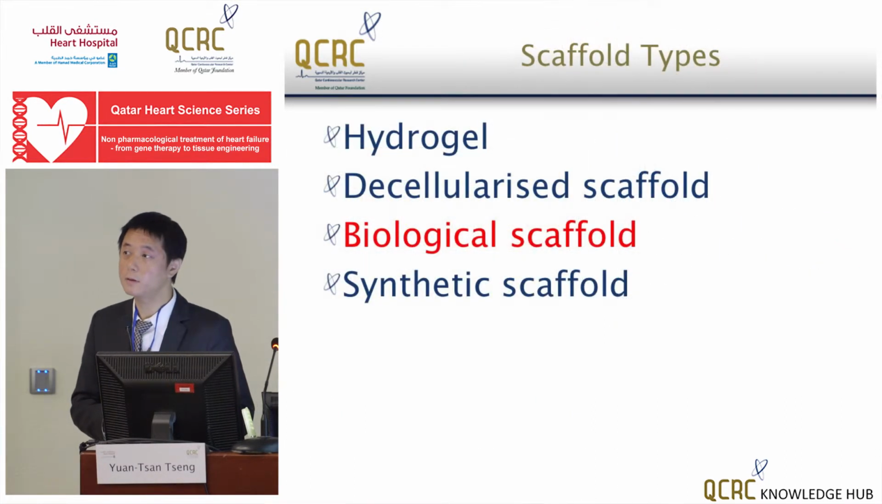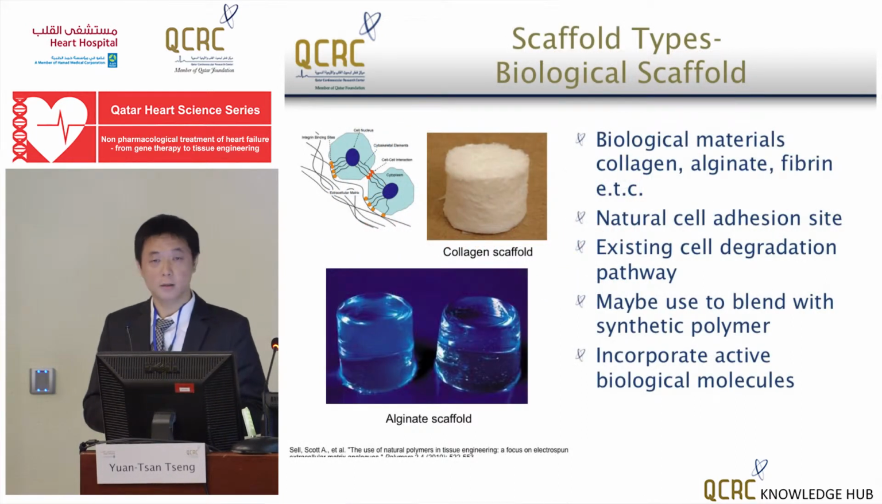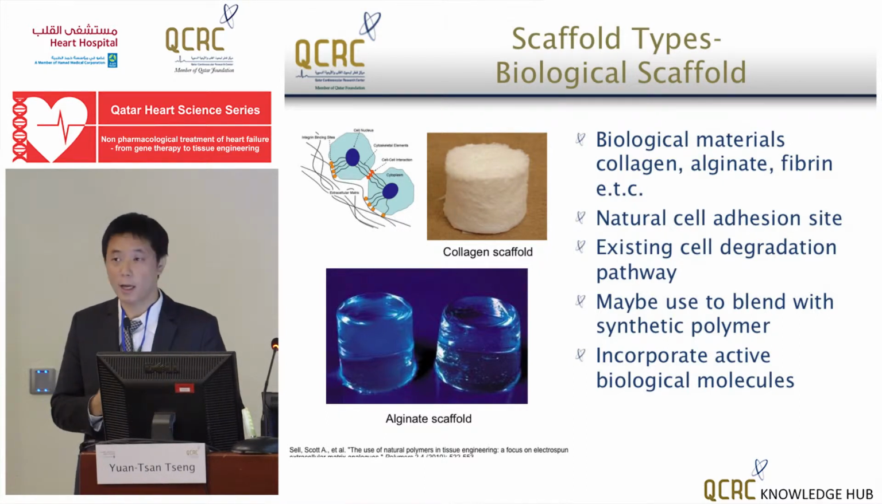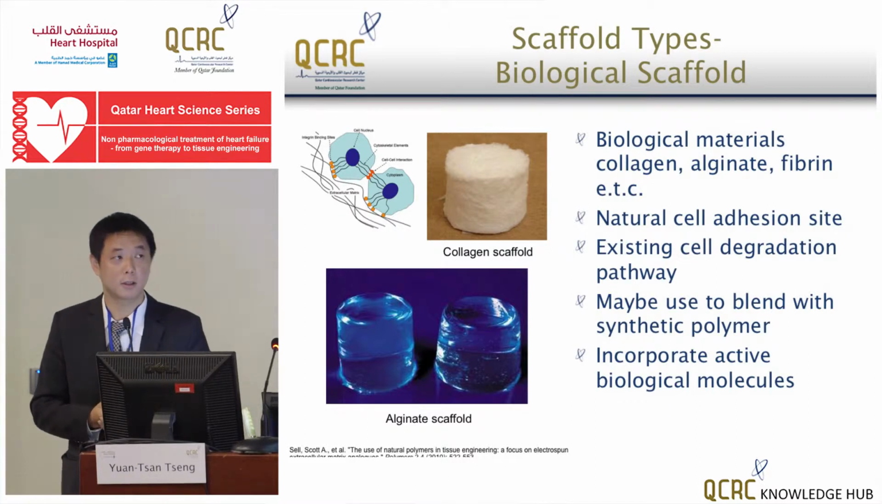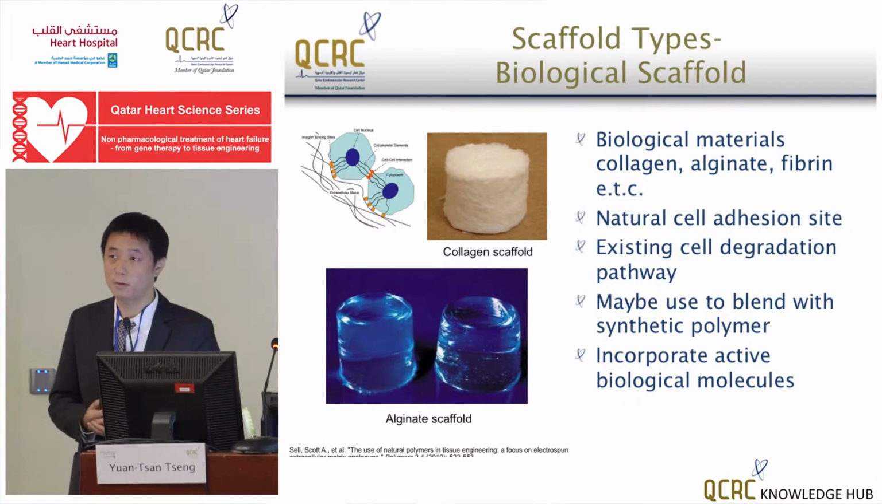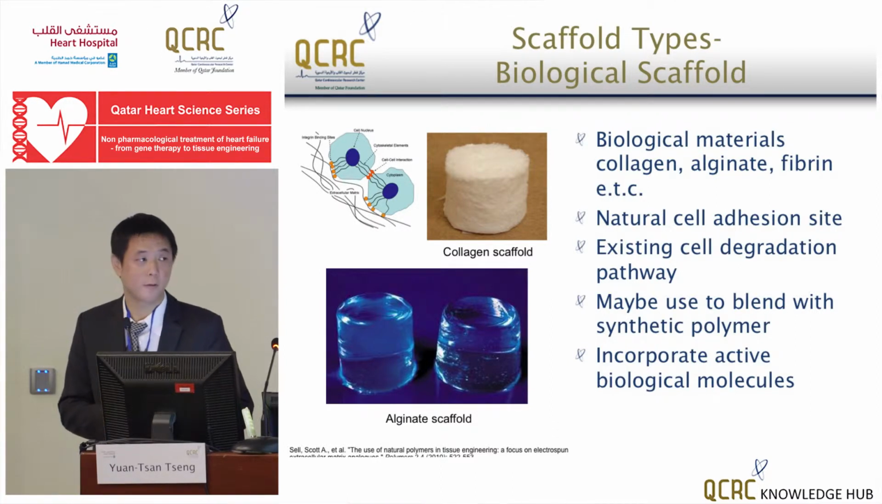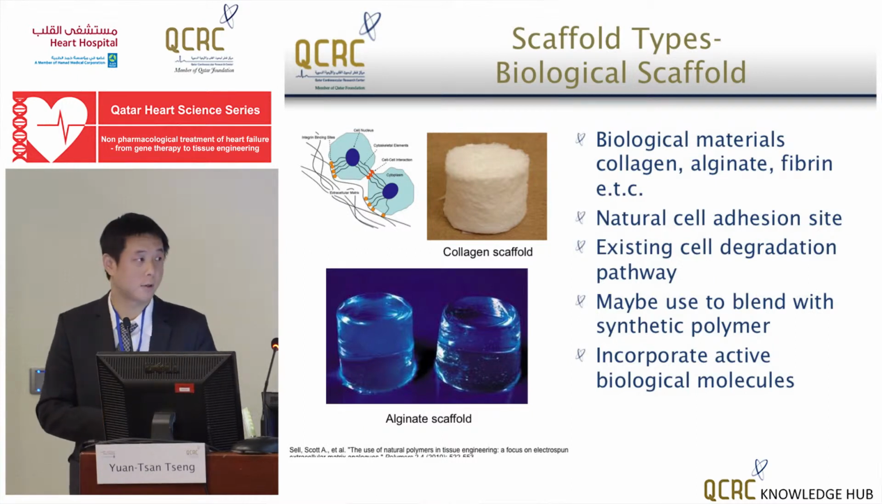And the third type of scaffold I'm going to be discussing is the biological scaffolds. Biological scaffolds are materials that are biological in origin. So these are collagen, alginate, fibrin, and etc. They have the advantage of natural adhesion sites, and their degradation pathways actually exist in most cells already. So they are often used to blend with other synthetic polymers which lack natural adhesion sites, and can be incorporated with other biological molecules as well.